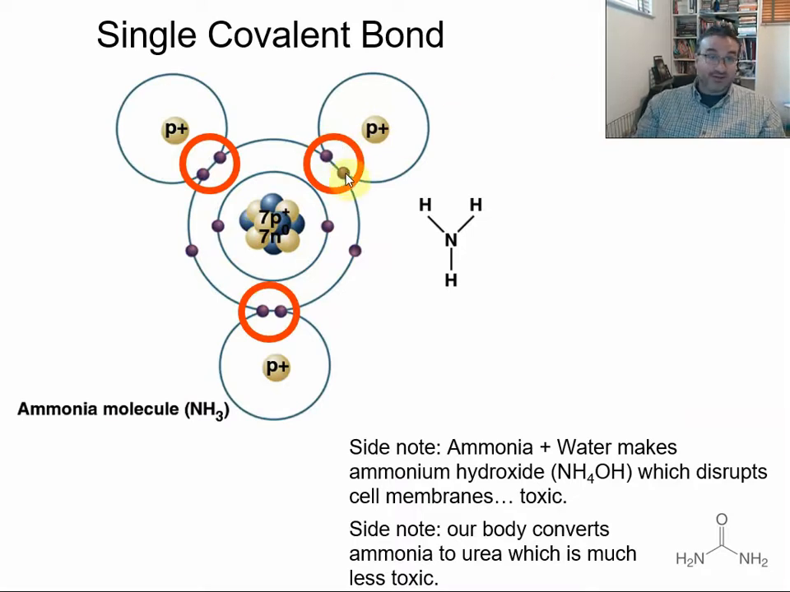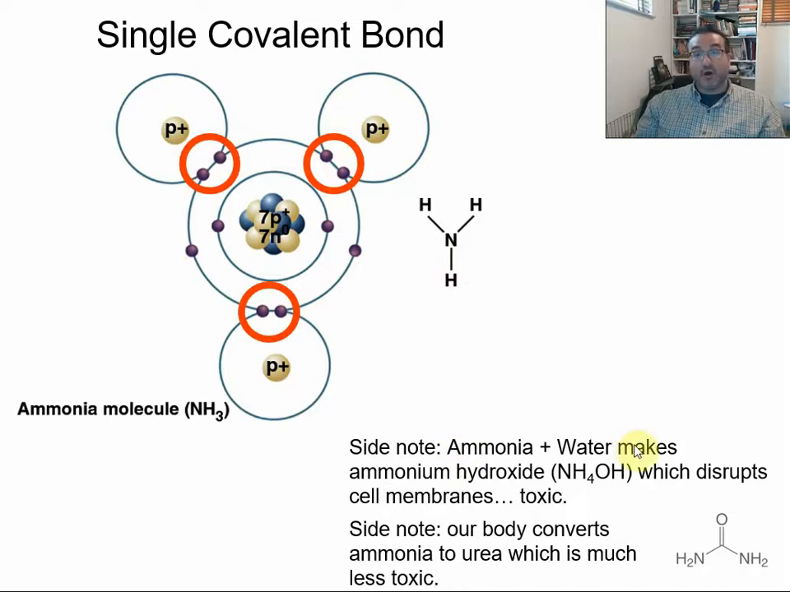By sharing the electrons between them, by putting them in both orbitals, the hydrogen atoms get 2, and the nitrogen atom gets 8 valence electrons, which satisfies the octet rule. So there's 3 sets of covalent bonds. Each of these is a single covalent bond symbolized by 1 line.